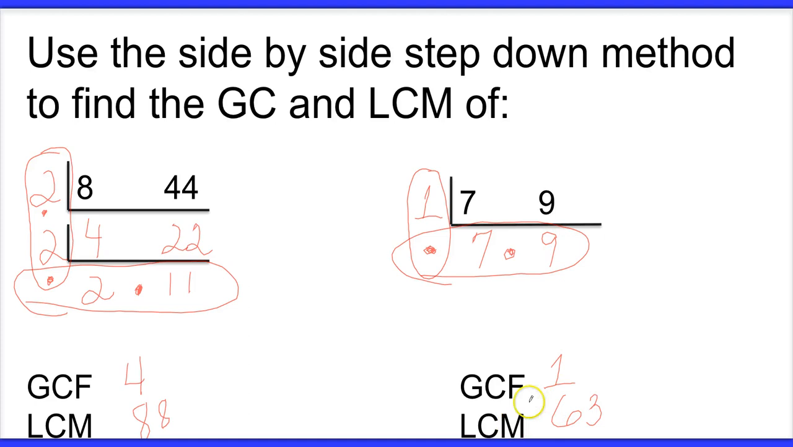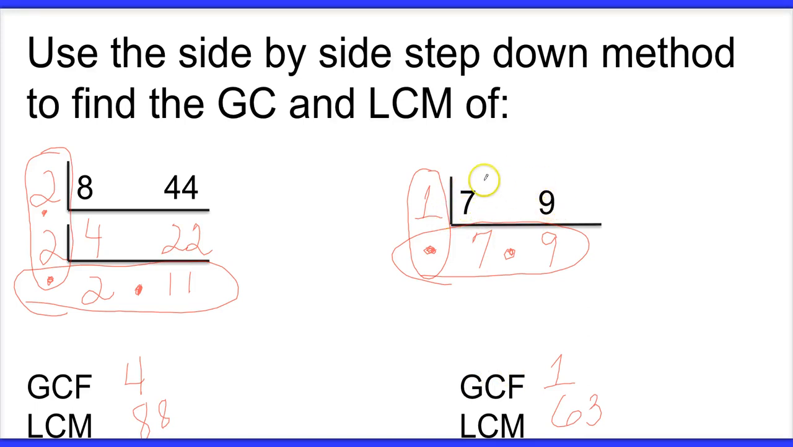So now I'm thinking, does this make sense? Well, is there a 63 in the 7 table? Yes, 7 times 9 is 63. Is there a 63 in the 9 table? Yes, 9 times 7 is 63. My greatest common factor is 1. There is not a prime number that I can pull out of 7 and 9.